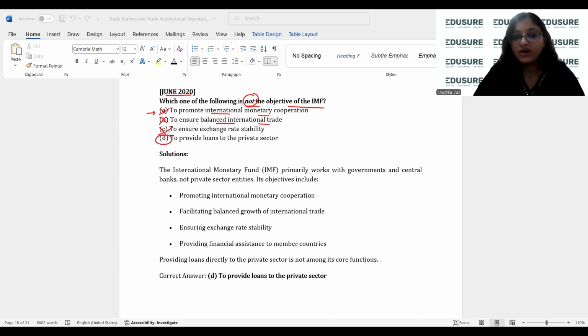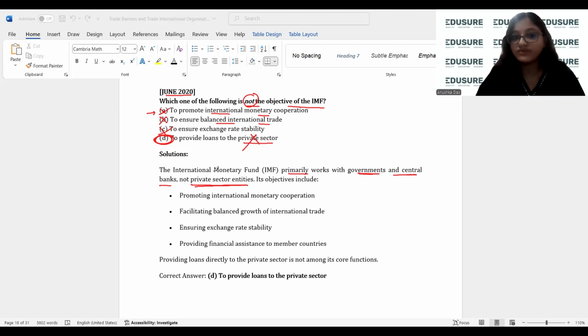So the only not objective of IMF will be this, to provide loans to private sector. IMF does not provide loans to any private sector. IMF works with the central governments and the banks. Basically, governments and the central banks only. They do not extend their loans to any private sector. Loans to the private sector can be given by the central bank of a country or some other funding institution, but not by IMF.